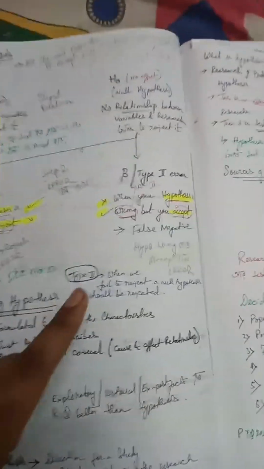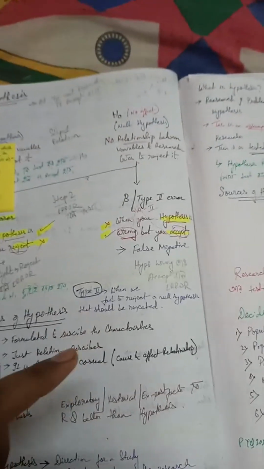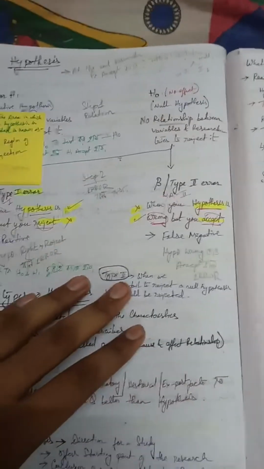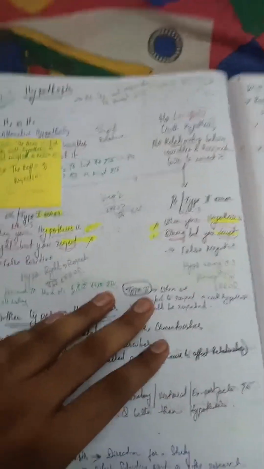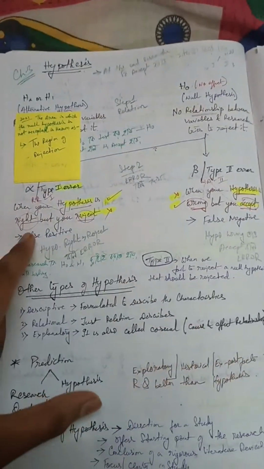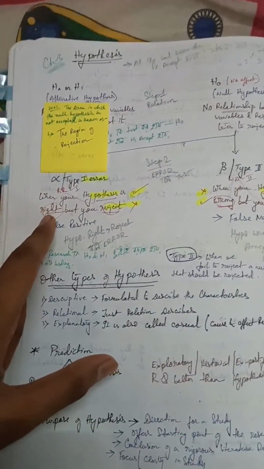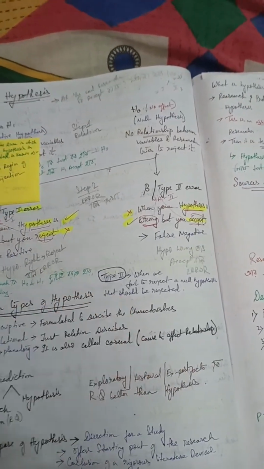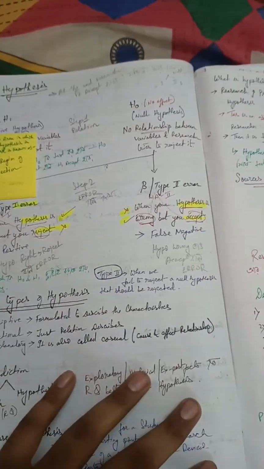RR for type 1, WA for type 2. WA means when the hypothesis is wrong but we accept it, it is known as type 2 or beta. Type 1 error, RR: hypothesis right but rejected. Type 2 error, WA: hypothesis wrong but accepted.